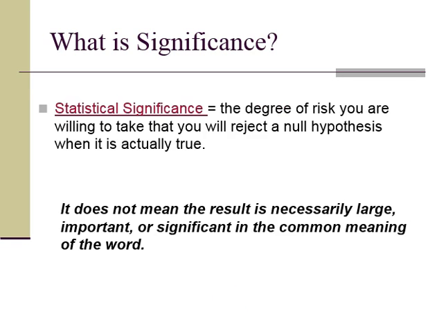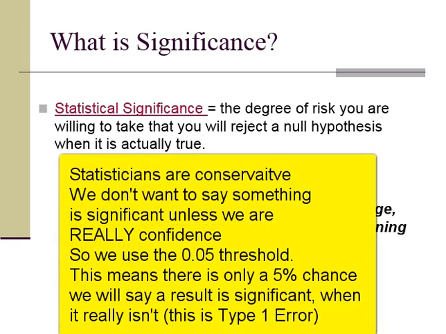Another way of thinking about significance is it's setting the degree of risk you're willing to take that you're going to say there's a significant result when really there isn't, right? So that would be that you reject a null hypothesis when actually it's true. Because even if you're using that 0.05 p-value threshold, it means that there's still a 5% chance that even though you're saying there's something significant going on, there really isn't. Right? So it's risk. It's really about risk.